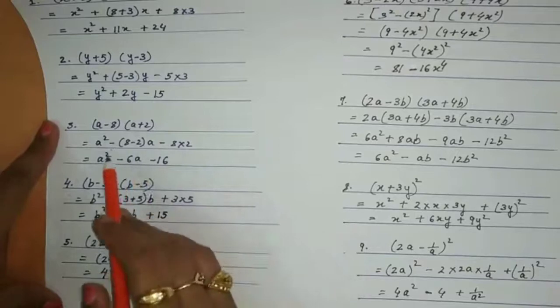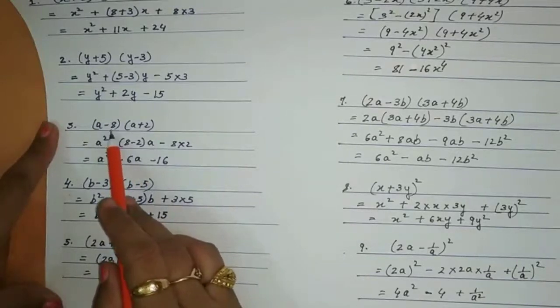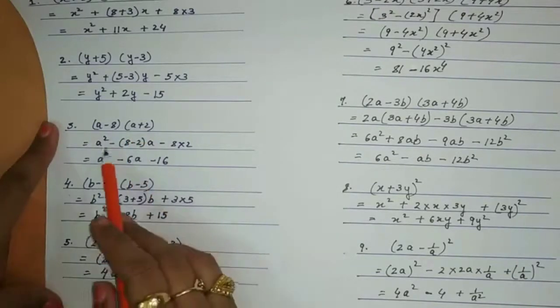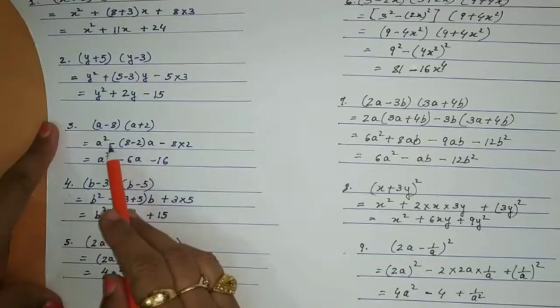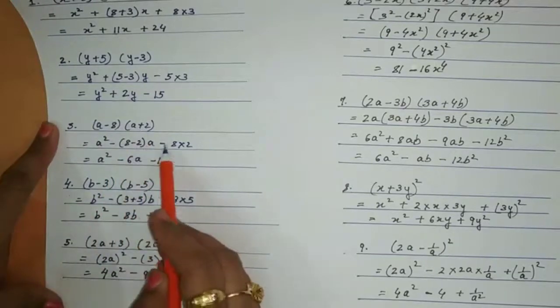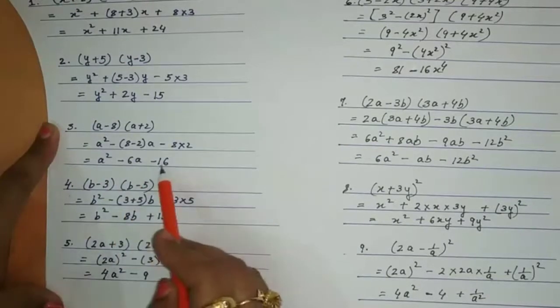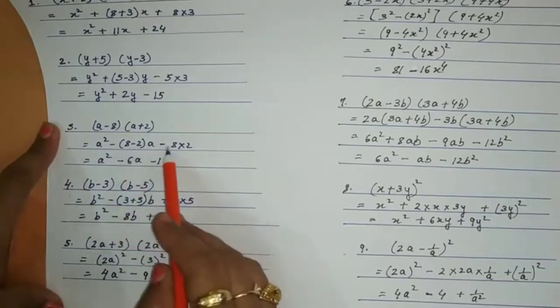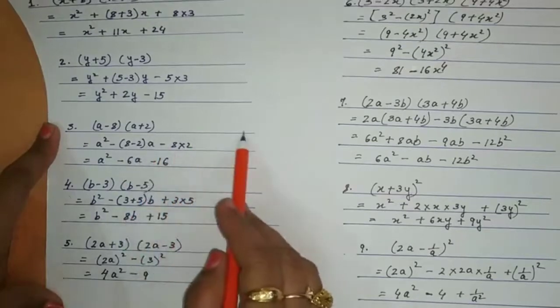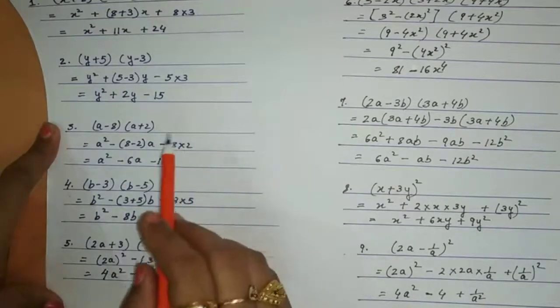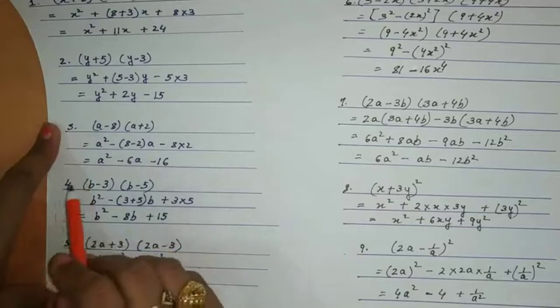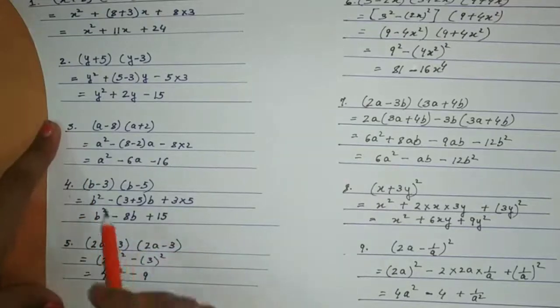Question number 3. (a - 8)(a + 2): that is a² - 8a + 2a - 8 × 2. So a² - 6a - 16. I have just substituted, remembering the formula which you should write down as I showed you in the solved example.